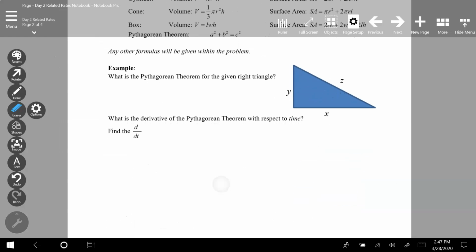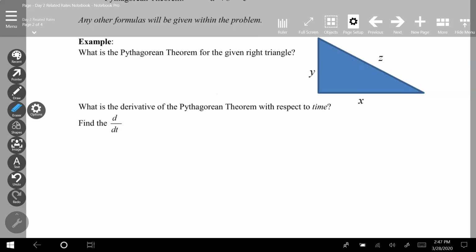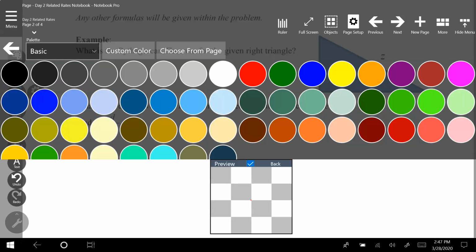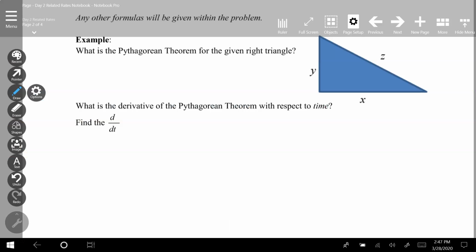where we're going to take the derivative of the Pythagorean theorem. So what is the derivative of the Pythagorean theorem? Well, the Pythagorean theorem is a squared plus b squared equals c squared, or for my example here, x squared plus y squared is equal to z squared. Notice I call x the horizontal side, y the vertical side, and z the diagonal or the hypotenuse.